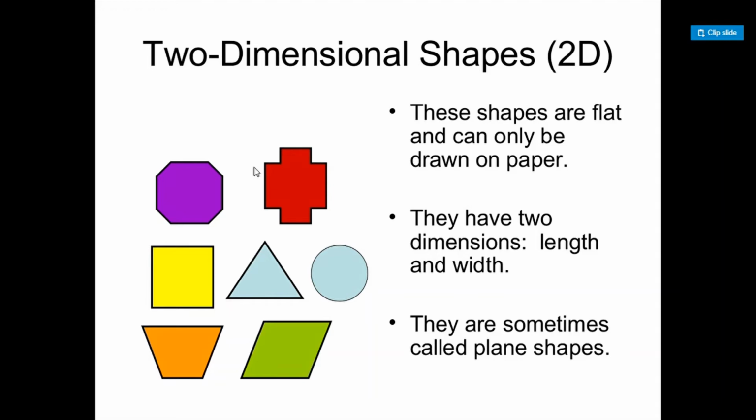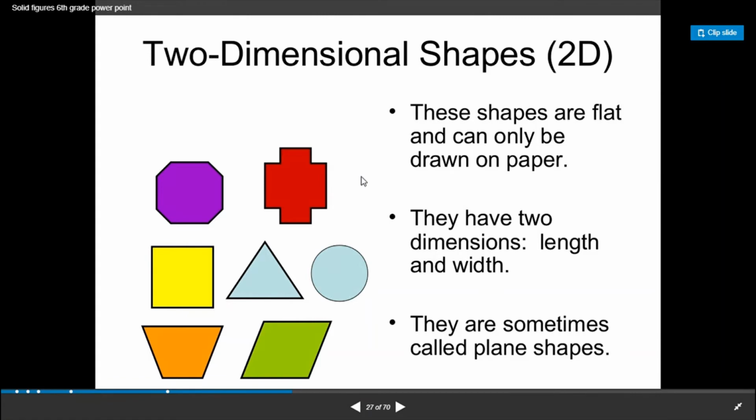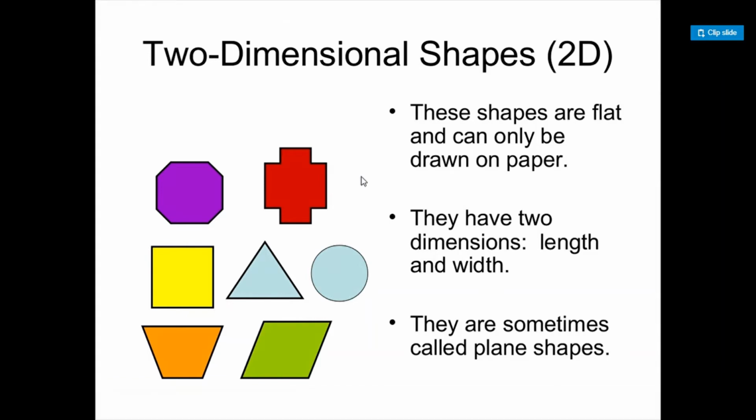These shapes are flat, okay, and they can only be drawn on a paper. So when we say solid figure, those are figures that you can hold, you can roll. But when we say two-dimensional shapes, these are figures that you can only draw on a piece of paper. And the most important is they are flat.